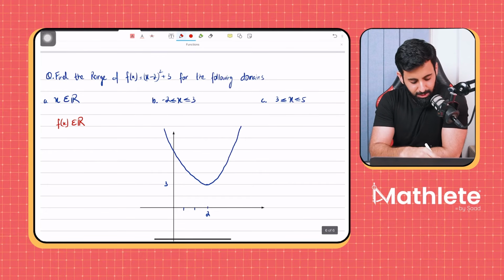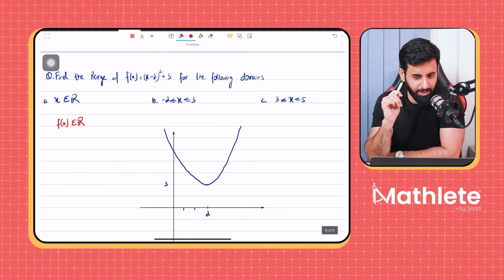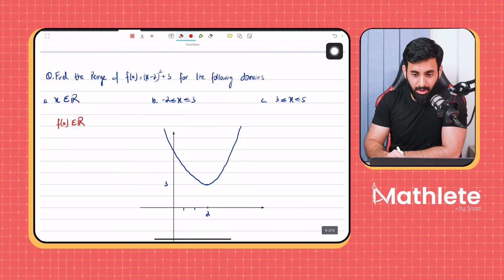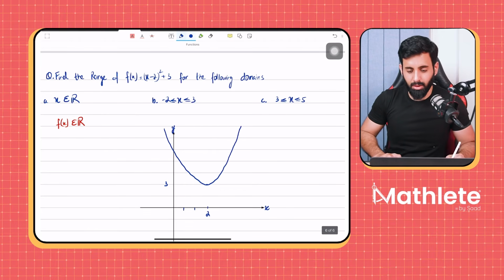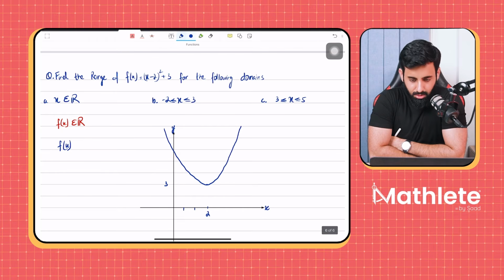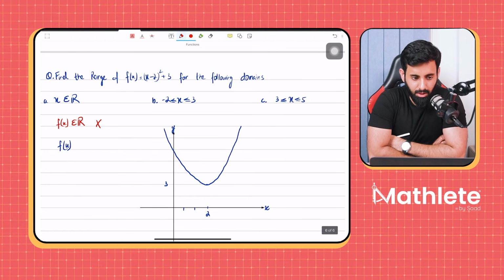When we say f of x belongs to the set of all real values, what are we really trying to say? We're trying to say that the range can take any value all the way from positive infinity to negative infinity. Is that true? If you look at the curve, that is not true. Why? Because the curve doesn't go below the turning point. So what do you think will be the correct answer for the range? Let me put a cross here.